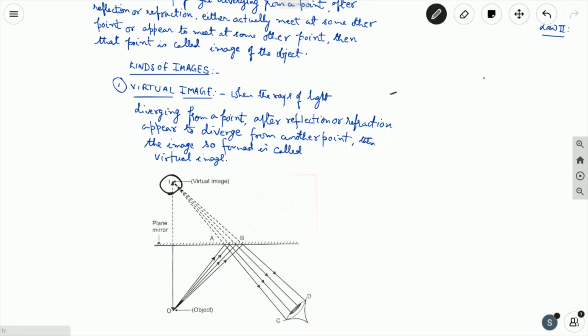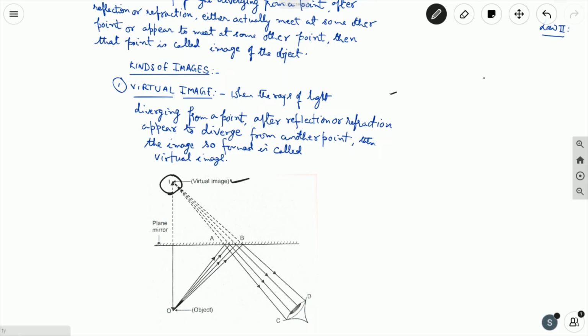So the point I, from where the rays of light will diverge again, is called the virtual image. This point is called the virtual image.